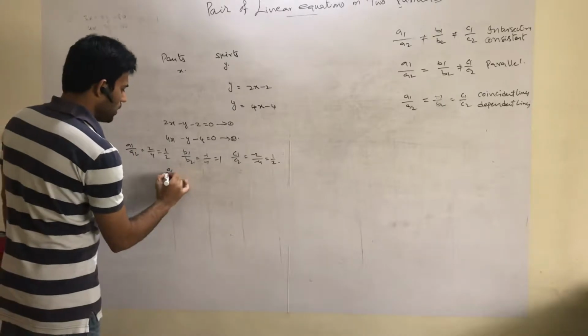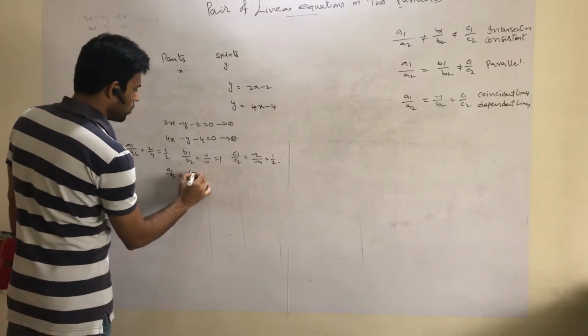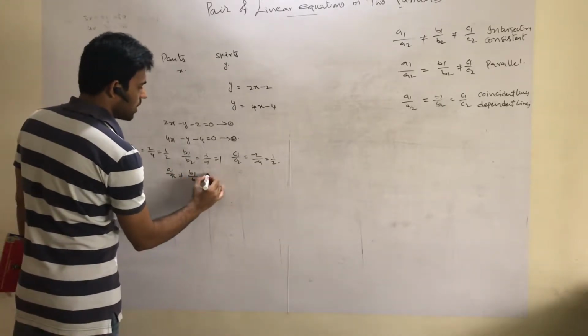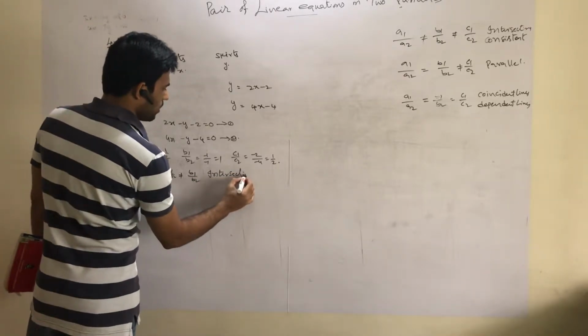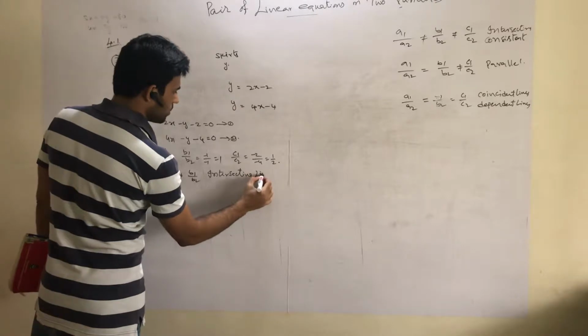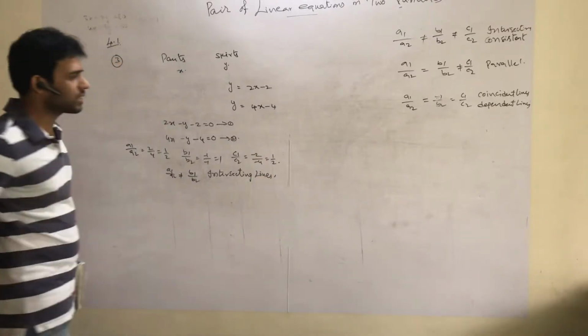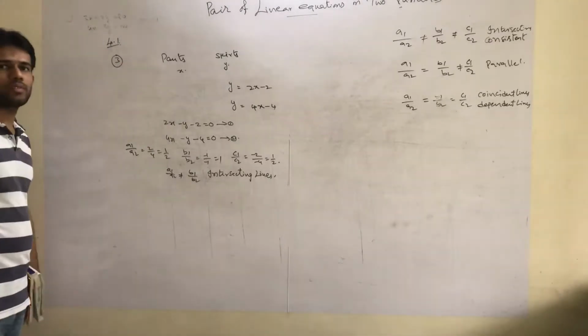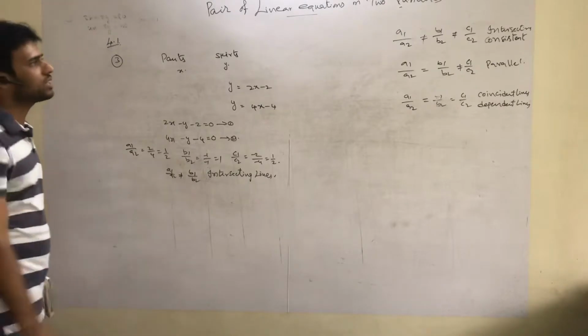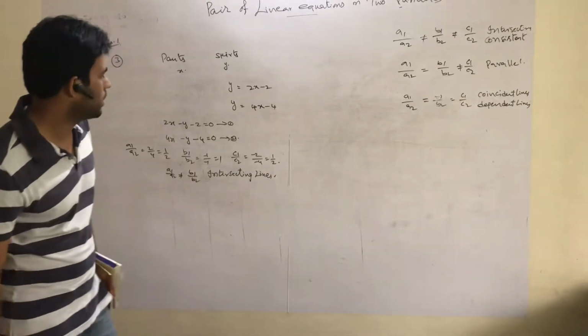So here, A1 by A2 is not equal to B1 by B2, that means they are intersecting lines, right? So they are intersecting lines. As these are intersecting lines, we should be able to find an intersection point that becomes the answer for this problem. That is x, y. How many pens and how many skirts is what we need to find out.